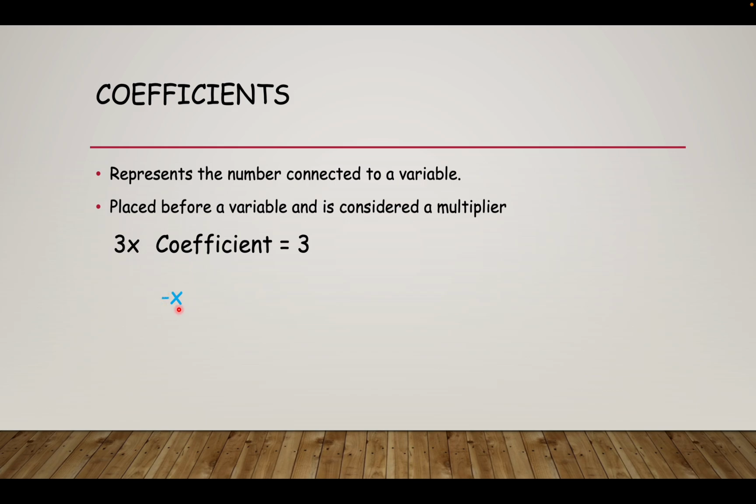When we have negative x, there's still an x there. A lot of times students think, oh, well, there's not a number there. There is. The coefficient would be negative 1. Mathematicians don't like to write negative 1x because it's redundant. If we can write negative x and save some ink, this means the same thing as negative 1x. We just don't typically write it that way. It doesn't have any bearing on the meaning.